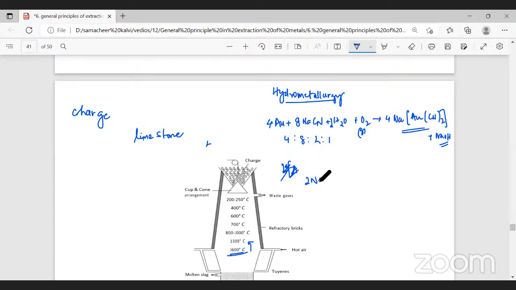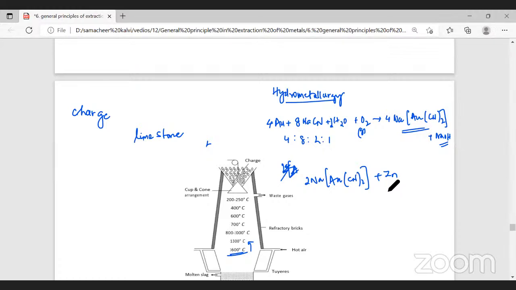Sodium, 2 moles of sodium aurocyanide, NaAu(CN)2, is allowed to react with a less electropositive metal like zinc. When less electropositive, it means more reactive, that is, lower standard electrode potential. So zinc is more reactive than gold. Therefore, what happens? Zinc will displace gold. When zinc displaces gold, what do we get?